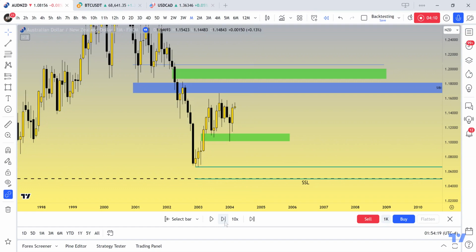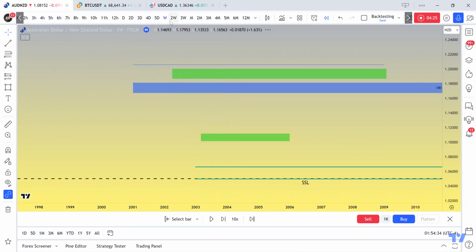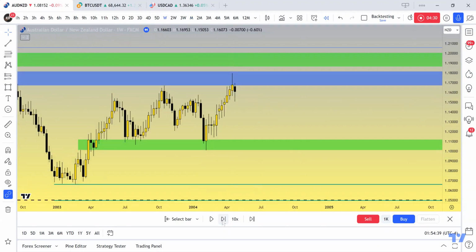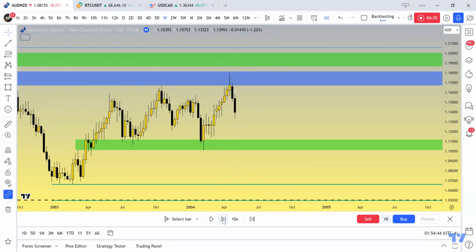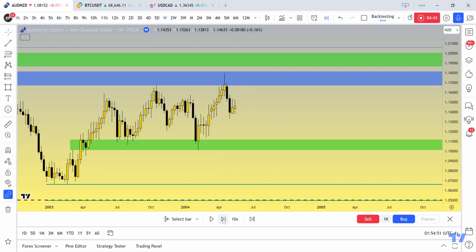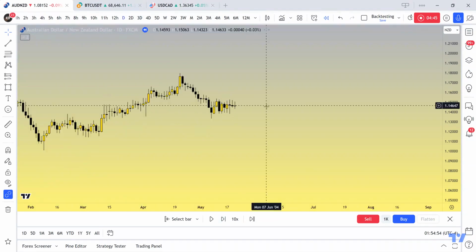Let's see what it wants to do. Okay, it looks like it wants to come into here. Let's see if it does or not. Okay. This was the yearly gap. This is the monthly. Okay, I'm just going to go straight to the weekly. Weekly came down, came back up, came down, and okay, I'm going to go straight down to the daily and see what all this looks like.